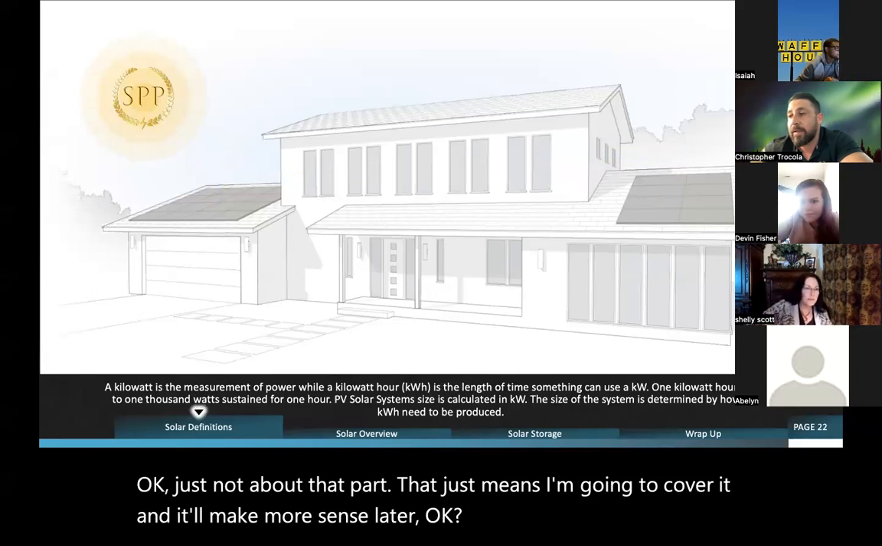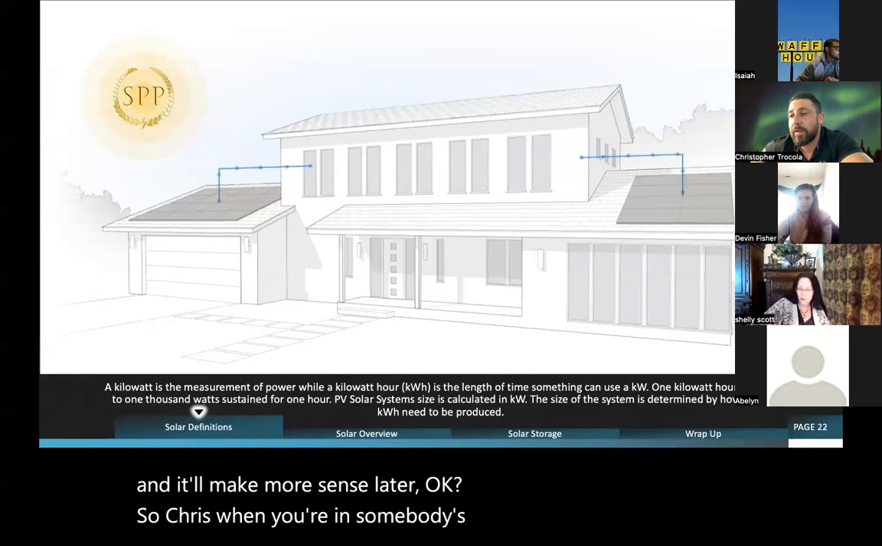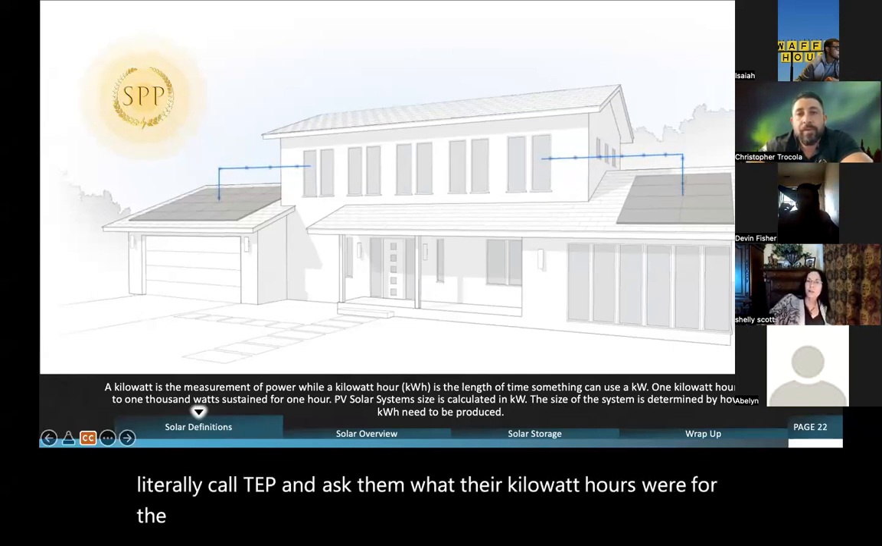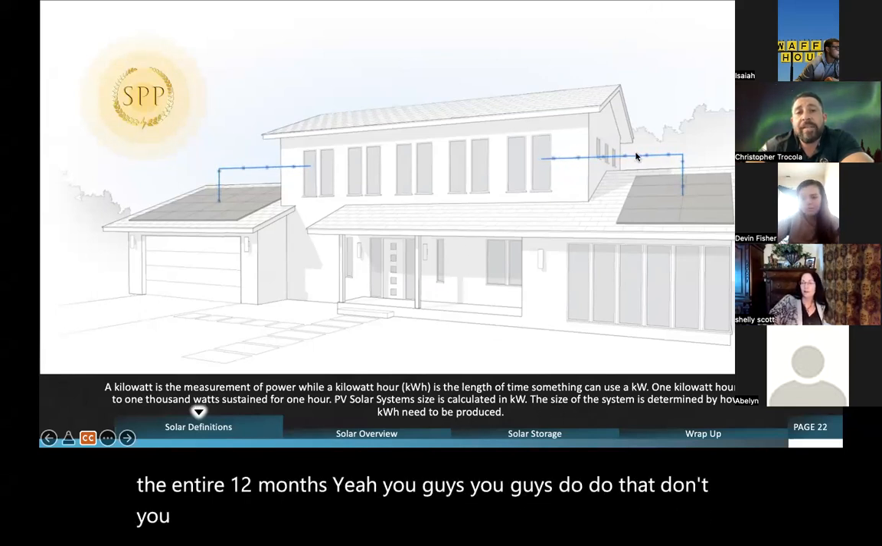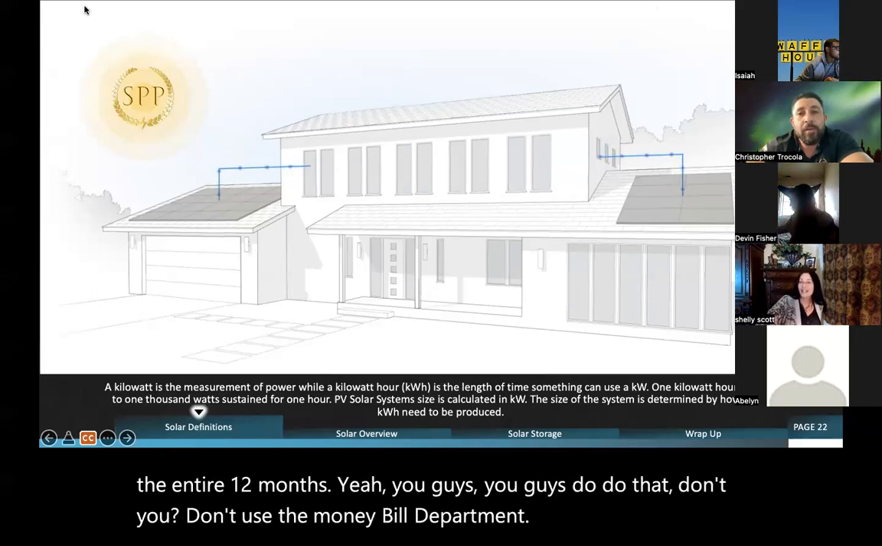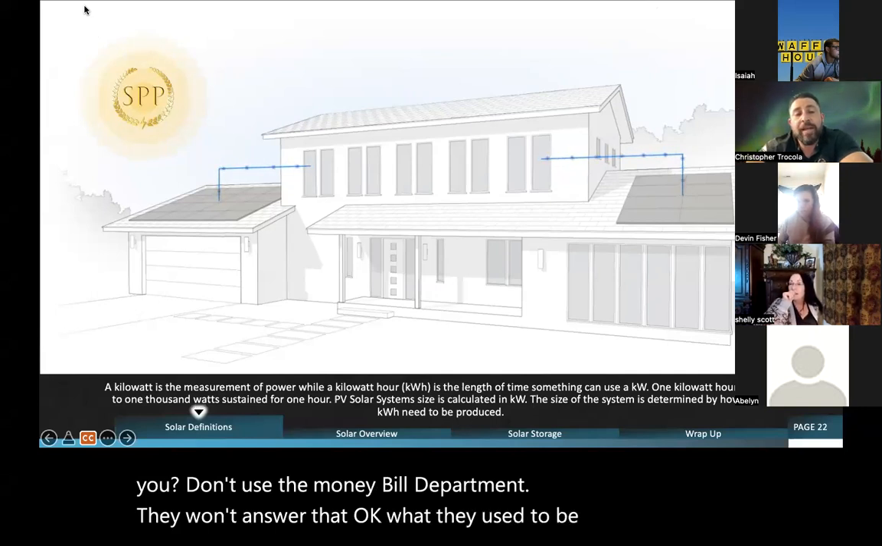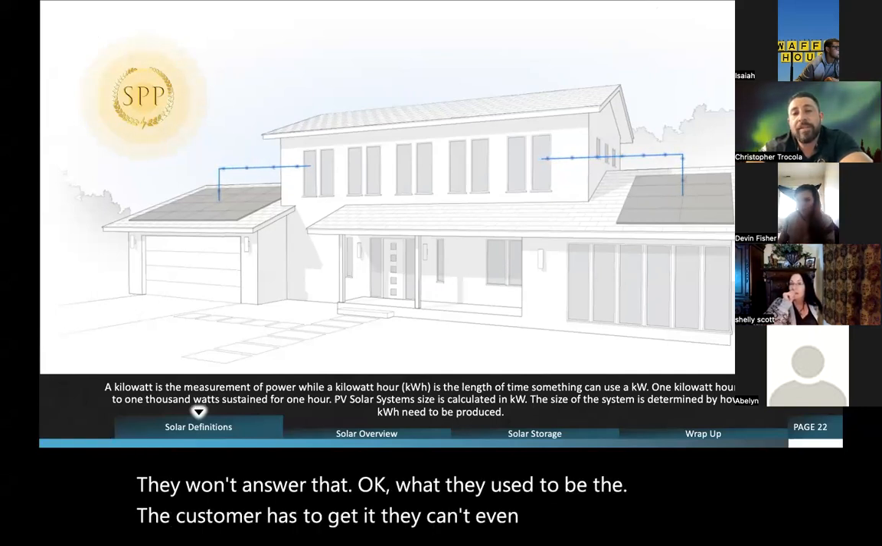So Chris, when you're in somebody's house, we used to literally call TEP and ask them what their kilowatt hours were for the entire 12 months. You guys do that, don't you? They closed that department. They closed the back end office for it. They won't answer that? No. You used to have to be on the phone with the customer. Now the customer has to get it. They can't even speak directly to you anymore with TEP.